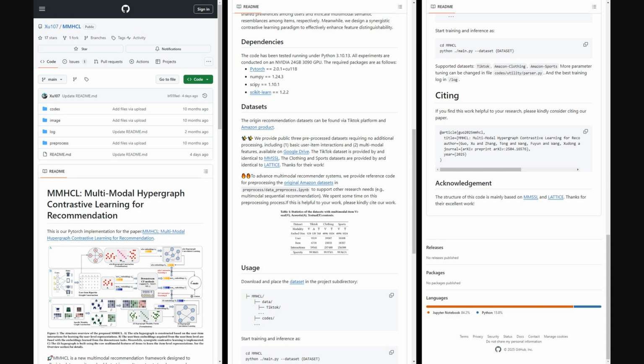Now, a core idea here is the hypergraph. A hypergraph is a special kind of graph where an edge, called a hyperedge, can connect more than two items at once, which is great for capturing complex group relationships. And this is combined with contrastive learning. Contrastive learning is a technique where the AI learns by comparing examples, essentially figuring out what makes similar items similar and different items different, to build better data representations.